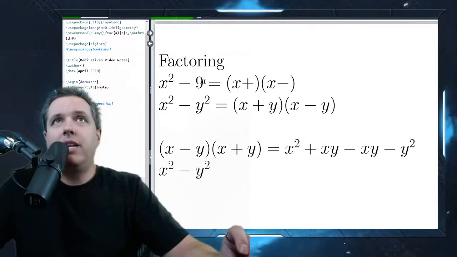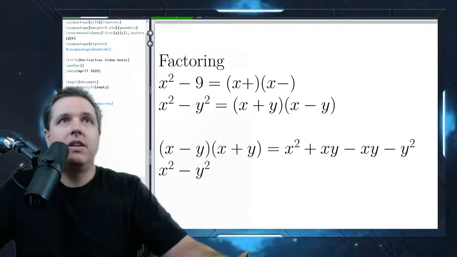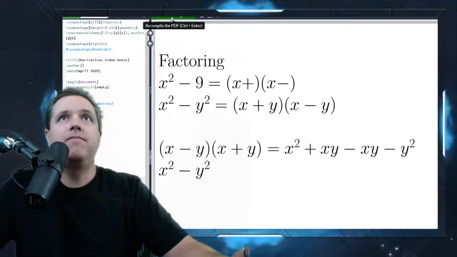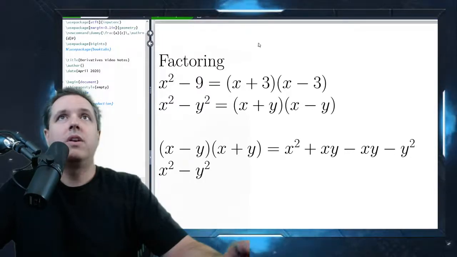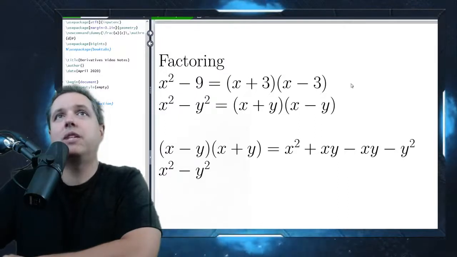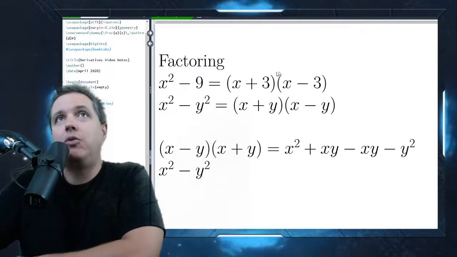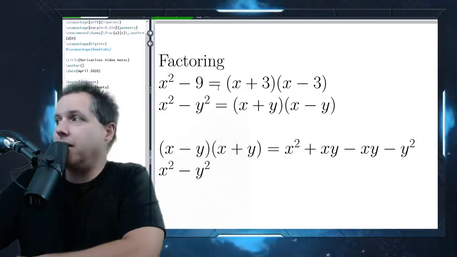I square 3 to get 9, so now I'm going to stick the 3's in here. So I get x plus 3, x minus 3. So x squared minus 9 equals x plus 3 times x minus 3. See what I'm saying there? So that's how you factor that. And if you multiply this back out, you'll get x squared minus 9.